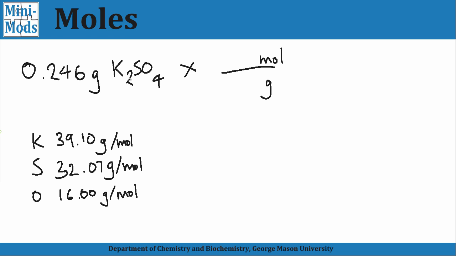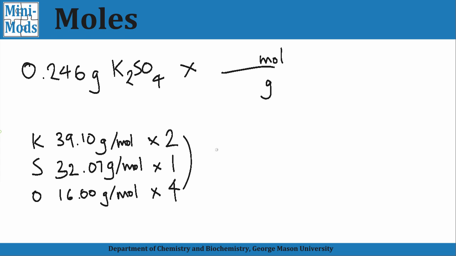Because there are 2 atoms of potassium for every 1 unit of potassium sulfate, we're going to need to multiply the molar mass of potassium by 2. There's only 1 sulfur, so we're only going to multiply that molar mass by 1. However, for oxygen, we can see that there are 4 atoms of oxygen for every 1 unit of potassium sulfate, so we'll need to multiply the molar mass of oxygen by 4.